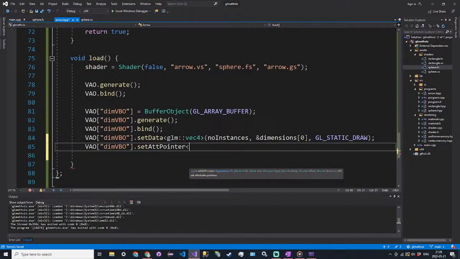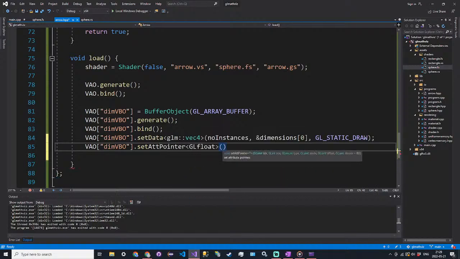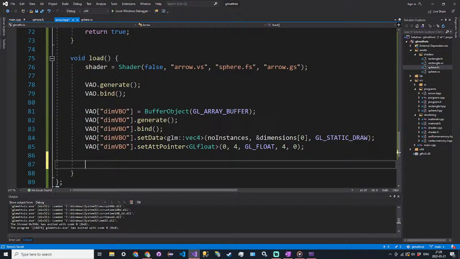The template is going to be GL float. And we're going to say index 0, size 4 of GL float, and we have to stride 4 floats to get to the next element, and then the offset is 0, and we don't specify a divisor because once again we're not instancing, even though we are using instances.